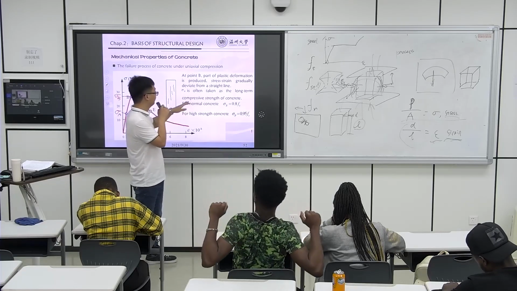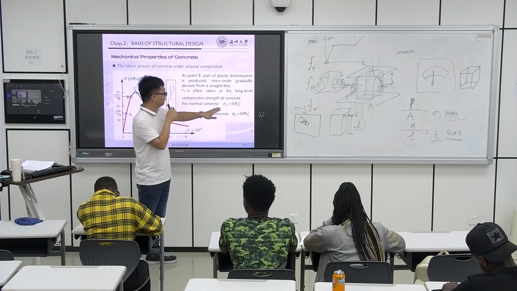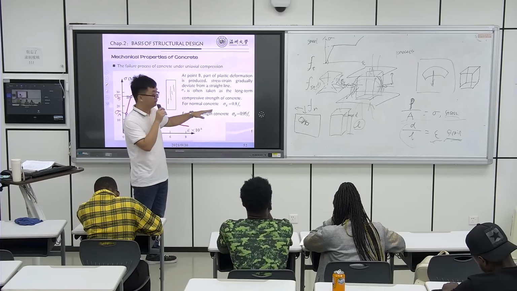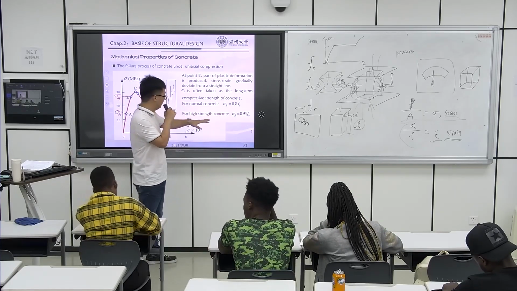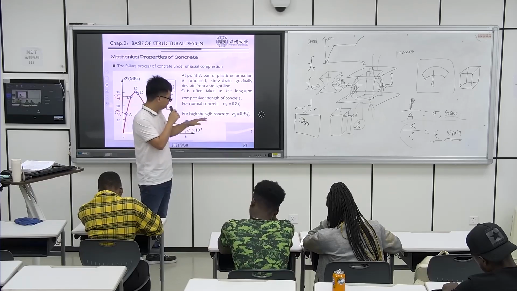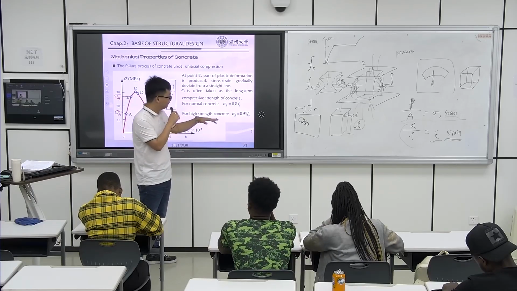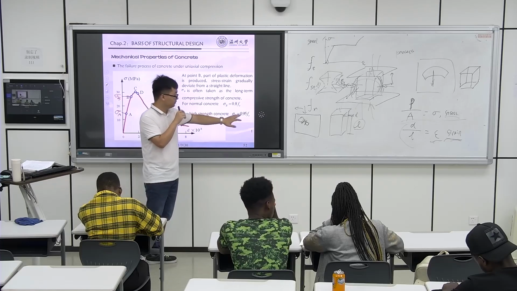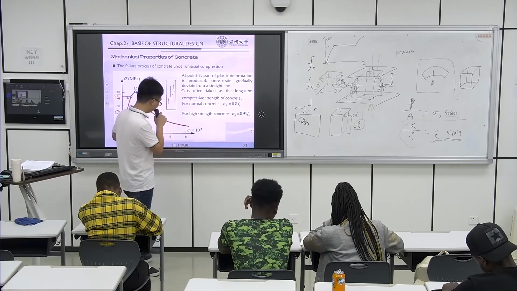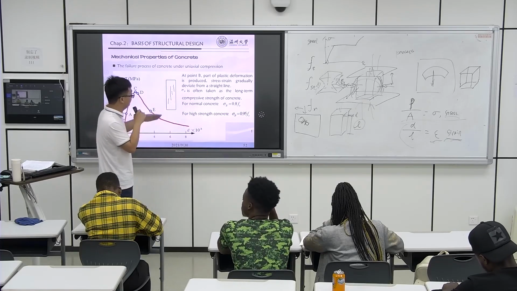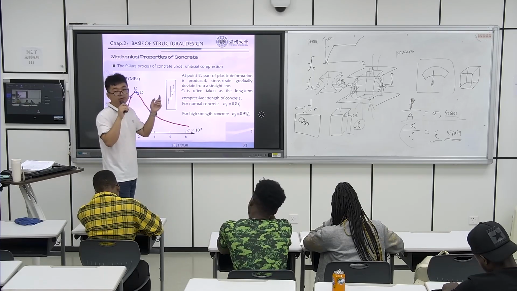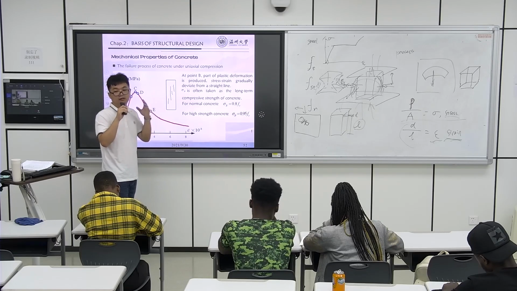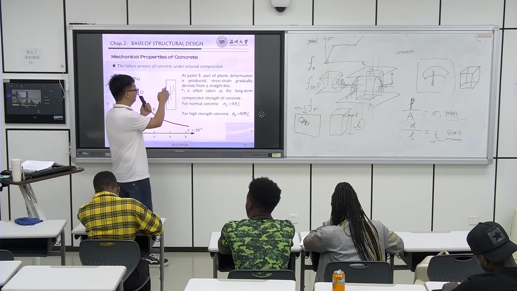It is the long-term compressive strength of concrete. For normal concrete, it's around 0.8 fc. And for high strength concrete, the value is 0.95. And look at the specimen here, we can see the large cracks existing on the specimen, right?